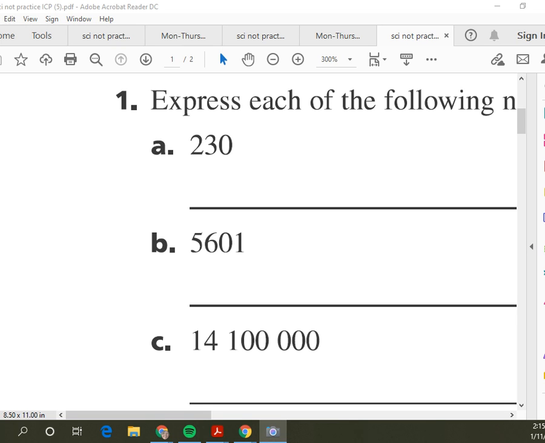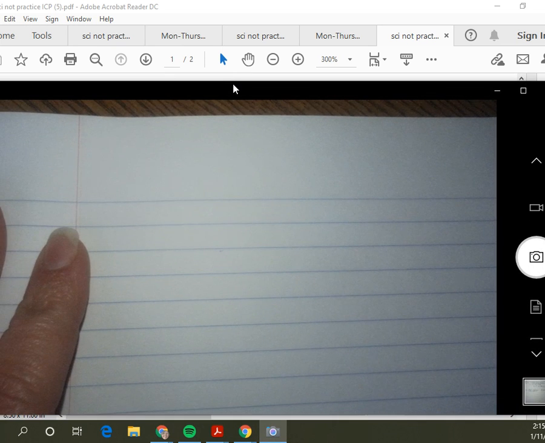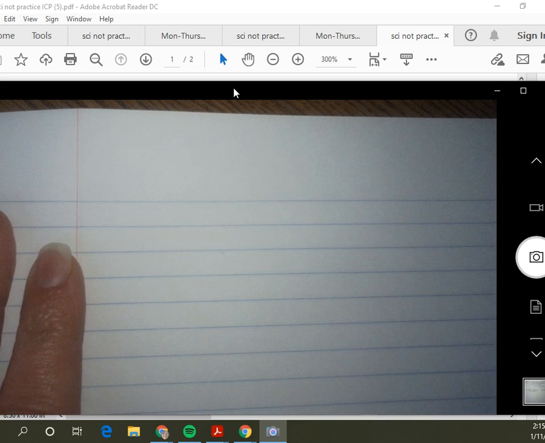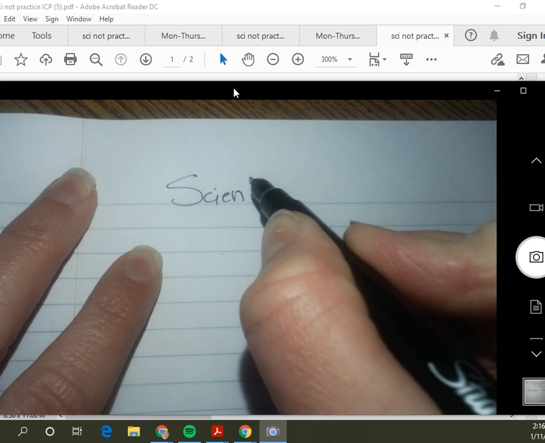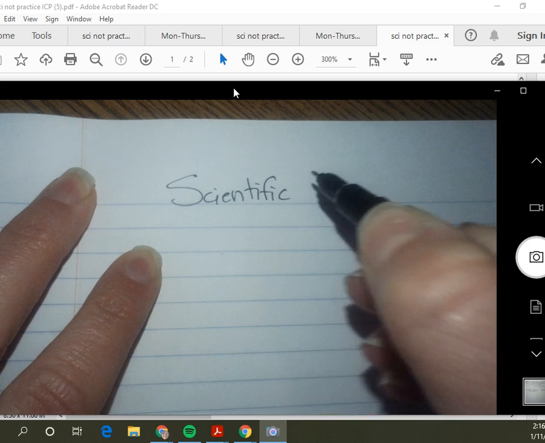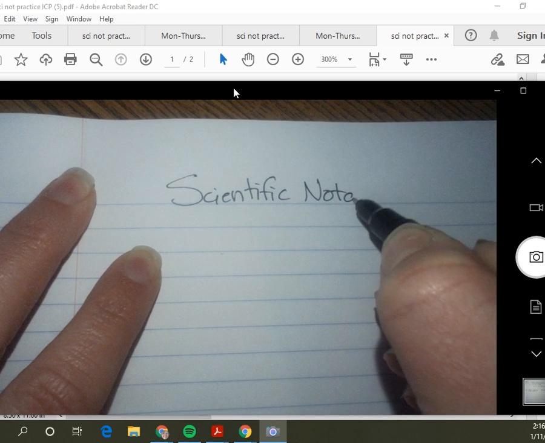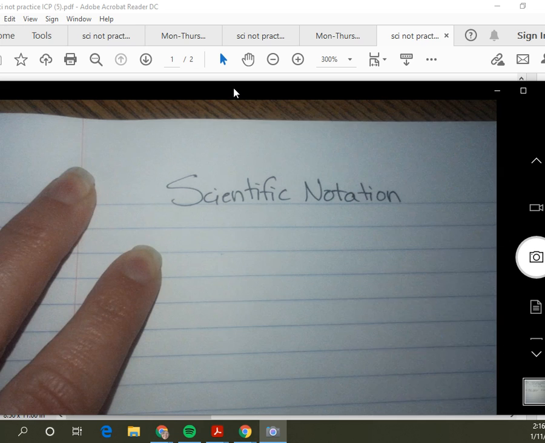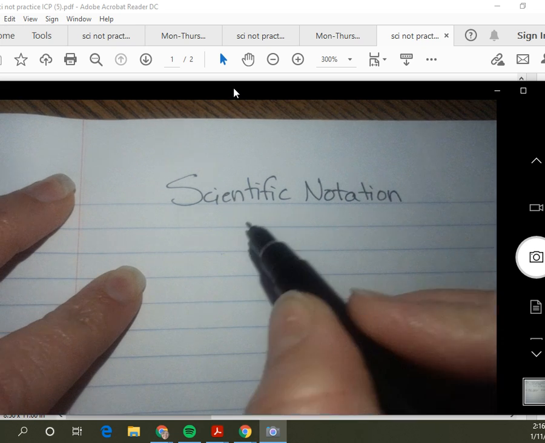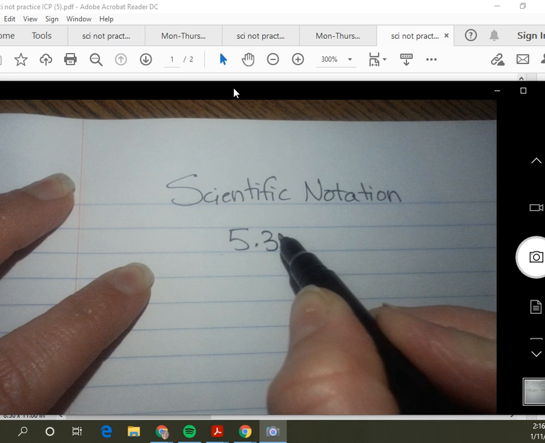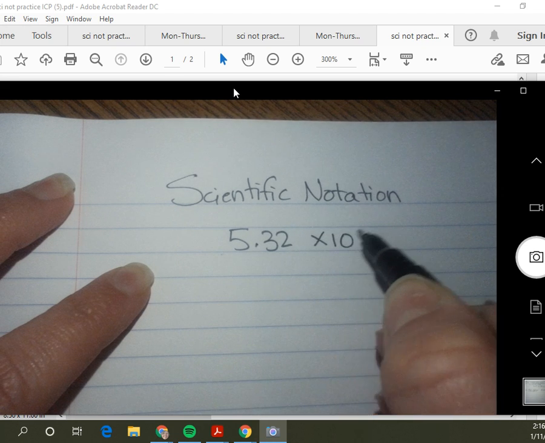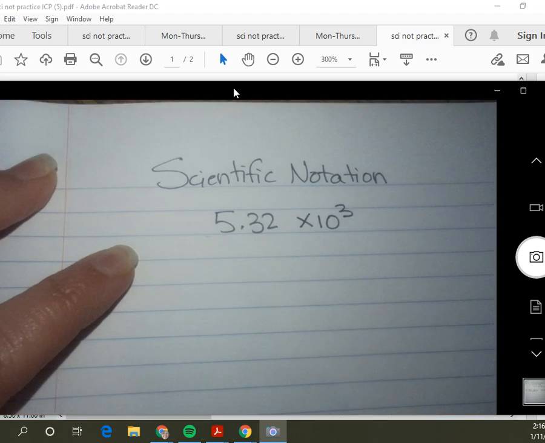All right, so we're going to record this practice of scientific notation today. I'm going to go ahead and write at the top what it is so that we can come back and use our notebook efficiently. Let's go ahead and look at an example of scientific notation, and then we will point out some things. Okay.